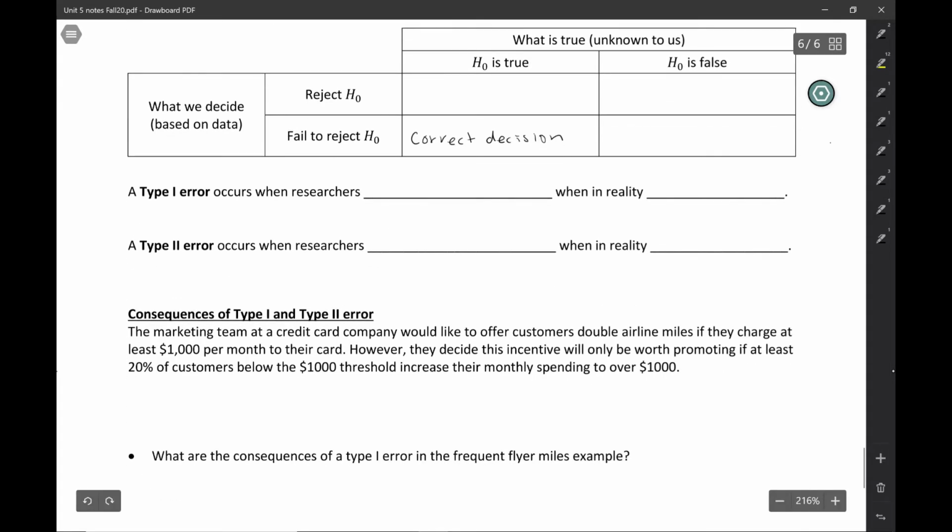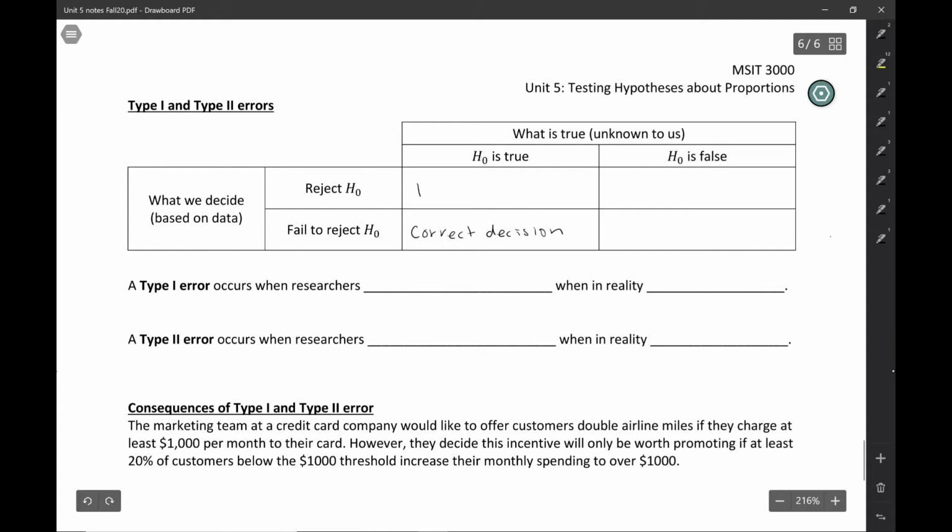But what if the null was true and you actually rejected the null? This is called a type 1 error. So even though it's called an error, it doesn't mean that you did anything wrong. It just means that because of sampling variability, the sample data that you had led you to the wrong conclusion. On the other hand, what if the null hypothesis is false? So in this case, the correct decision would be to reject the null hypothesis. But it's possible that you might fail to reject, and that is creatively named a type 2 error.